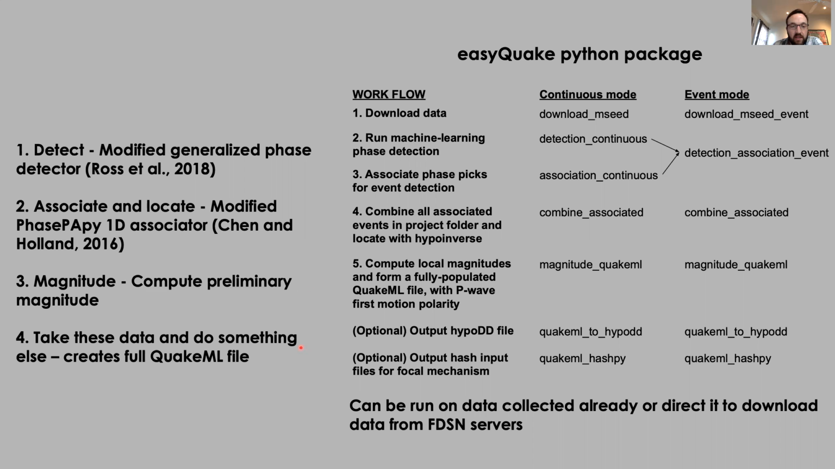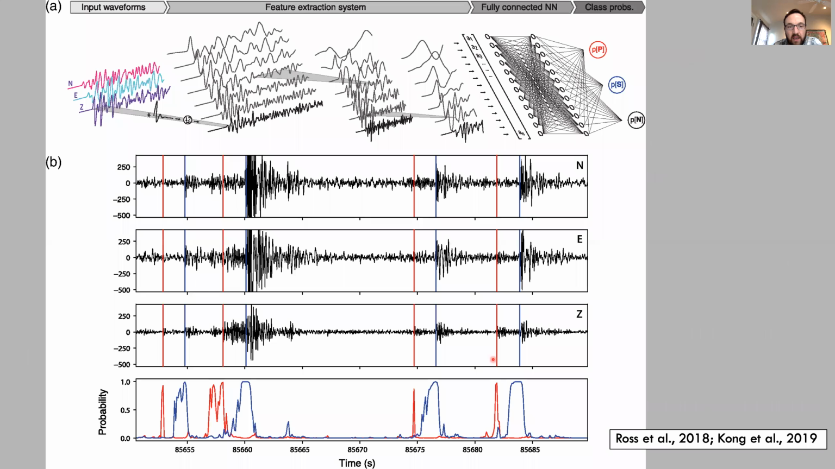So easyQuake provides a fully QuakeML compatible catalog and individual QuakeML files as output to then go take it to, say, HypoDD or HASH. And we even include submodules which will output those types of driver files for external relocation programs. And it's flexible enough to be run on either data collected already, or you can direct it to download data from FDSN servers.